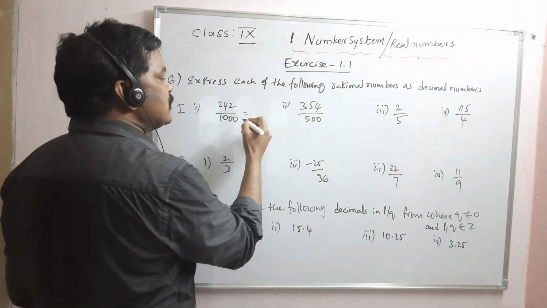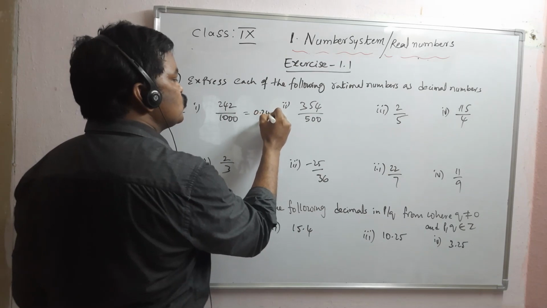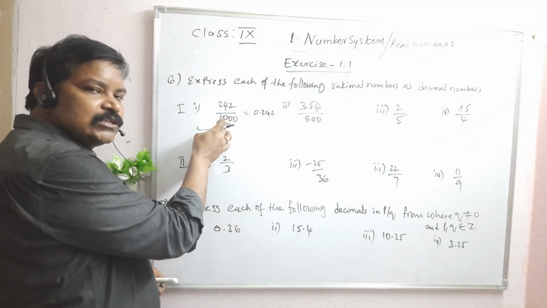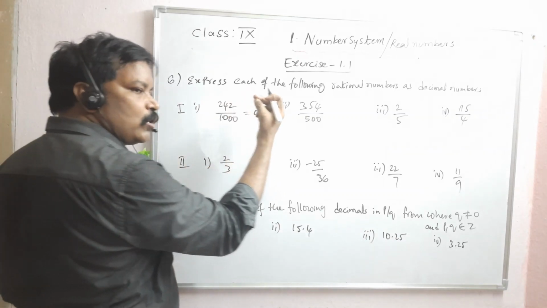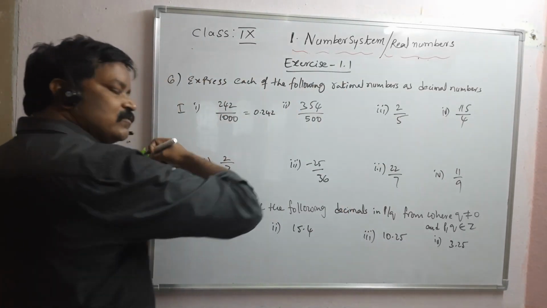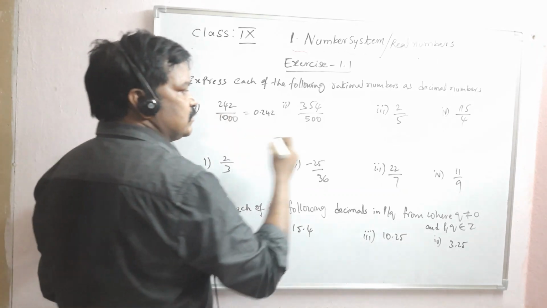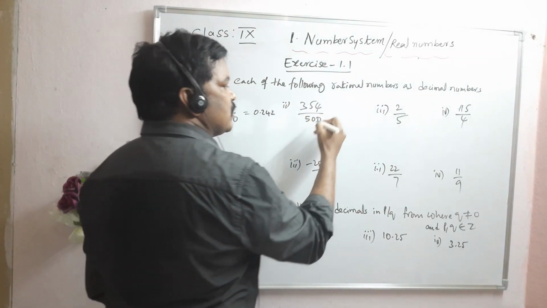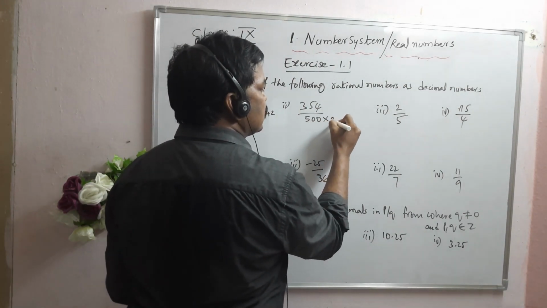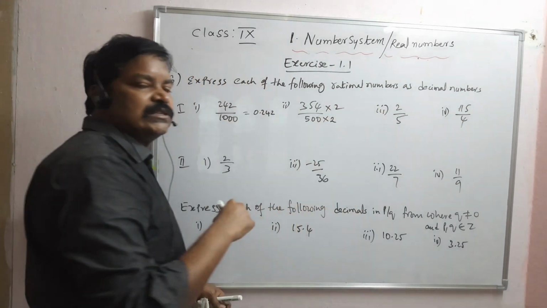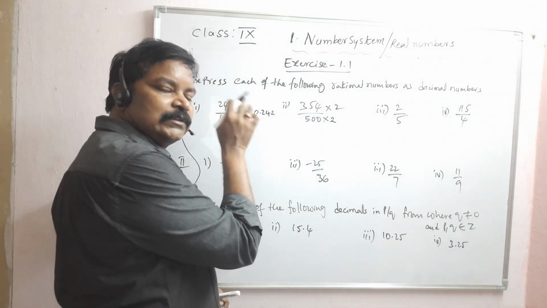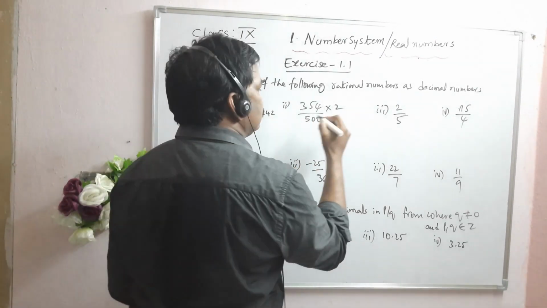242 by 1000 means this is 0.242. Why? 3 zeros are there, so we should keep a point from right to left before 3 digits. Right. Here, second question, 354 by 500. Here, I am multiplying with 2 to get the denominator as a multiple of 10, right?